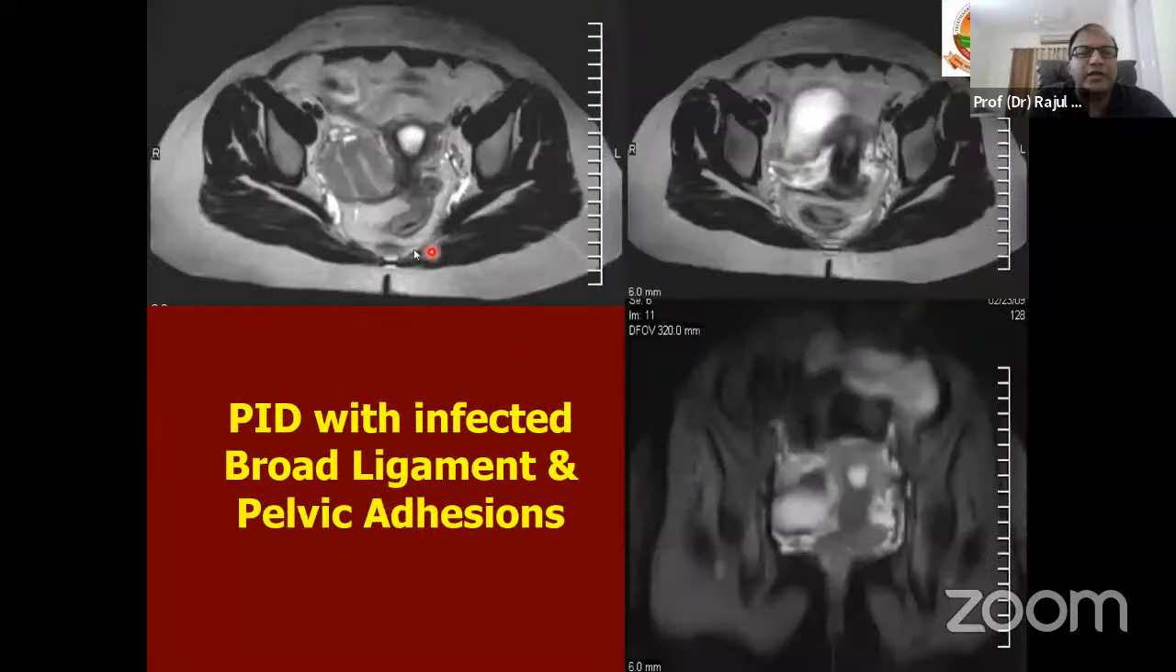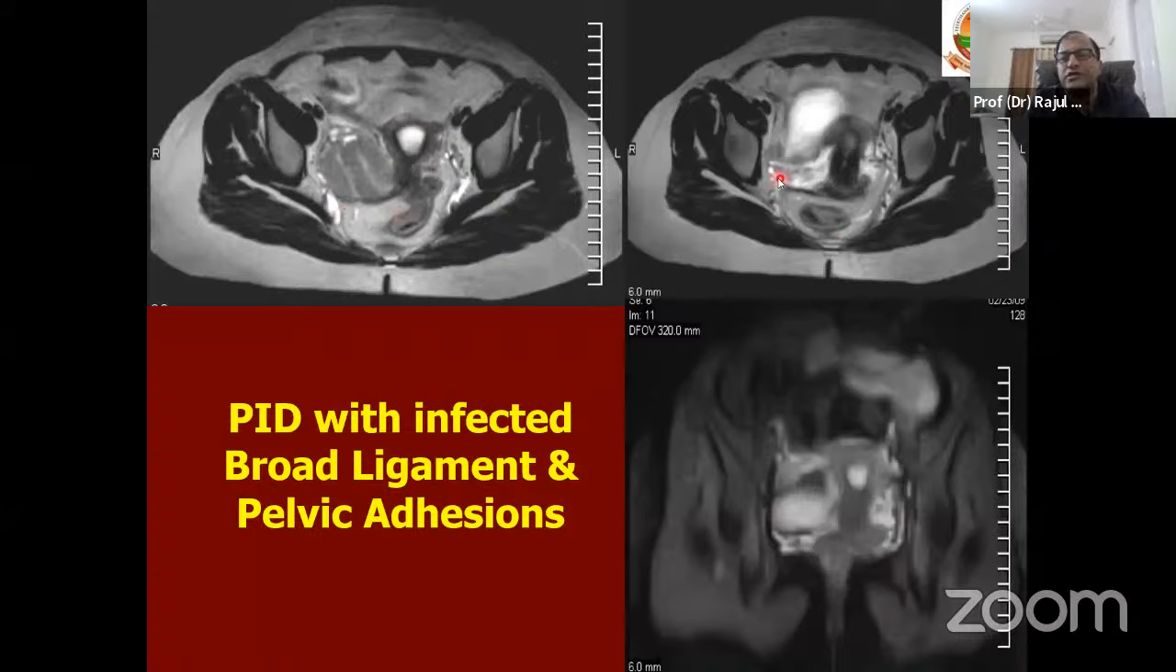Another case of PID, we can see multiple small bowel loops present adherent to each other with a hyperintense area in between, and there is an ovary which is attached to this bowel conglomeration. So this was a case of PID.